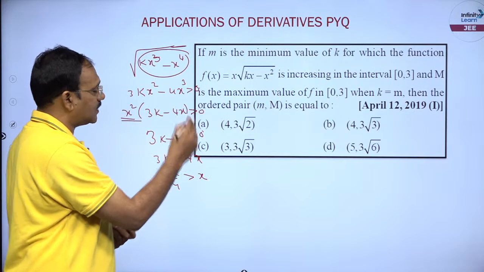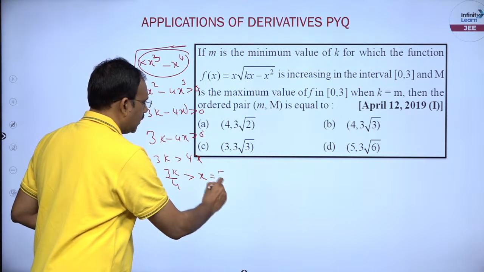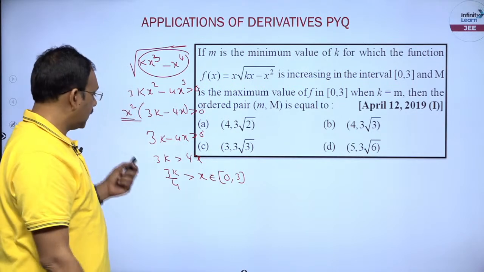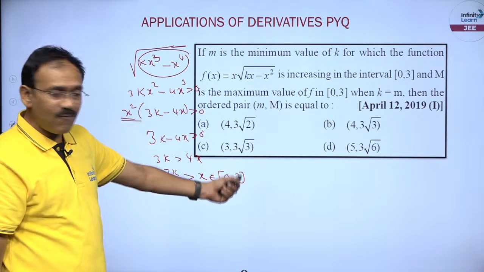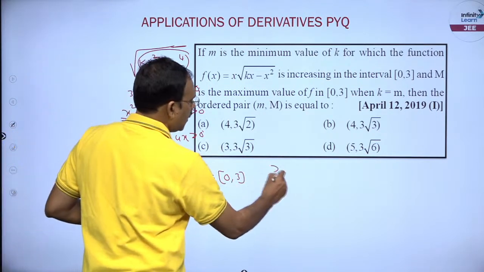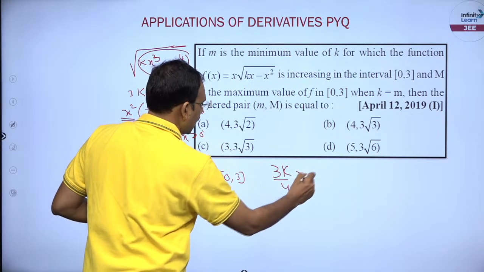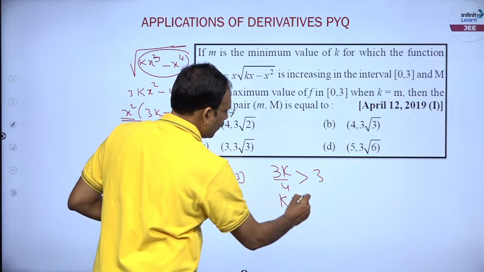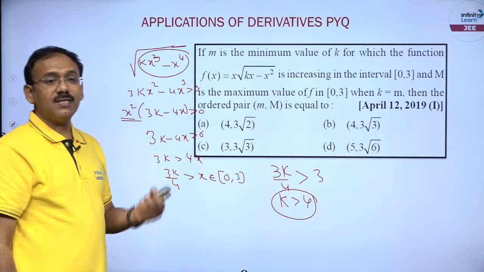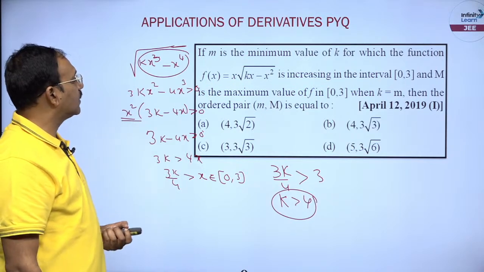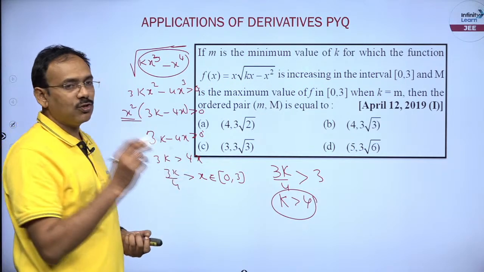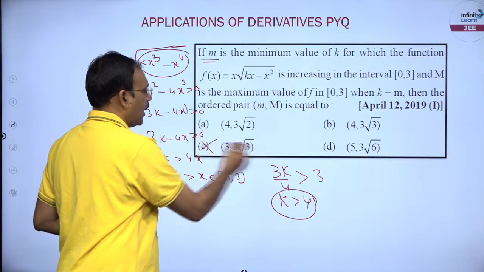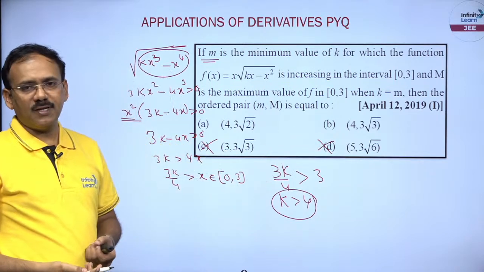Yes, whereas friends, x is taken in the interval, I mean to say 0 to 3, that means x belongs to this interval. 3k by 4 must be greater than every number in this. So, 3k by 4 must be greater than even 3 also, right. So, k is greater than 4, dear friends. So, that means k value should be greater than 4. The minimum possible value of k is going to be 4, which is m. So, m must be 4. Option C and D are ruled out, dear students.